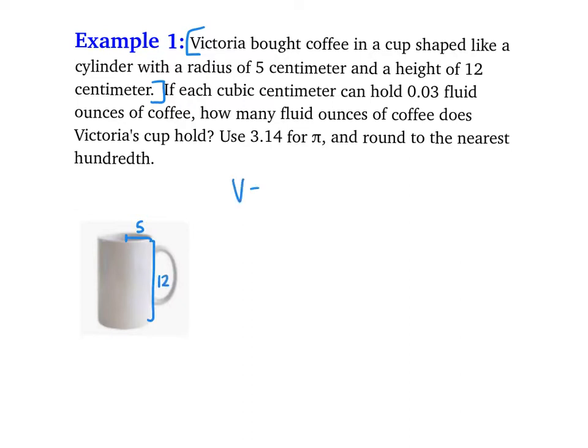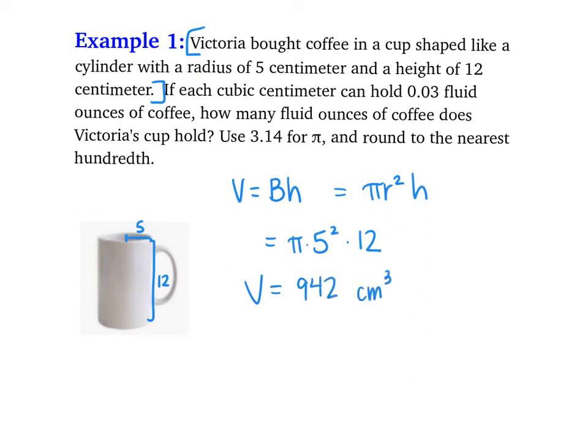So first you're going to find the volume. Volume of a cylinder comes from base times height, or pi r squared times height, since we're talking about a cylinder with a circular base. So my radius is 5, so pi times 5 squared, and the height is 12. The very first thing I'm going to do is calculate that to get the volume of that cylinder in cubic centimeters. So my volume is 942 cubic centimeters.